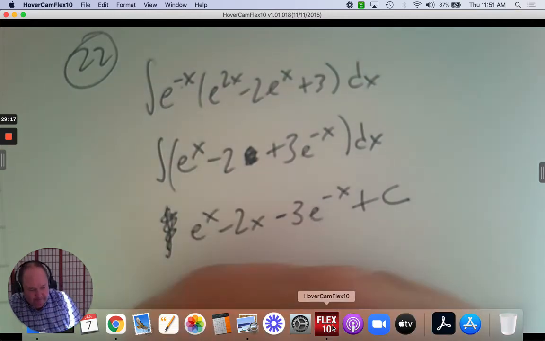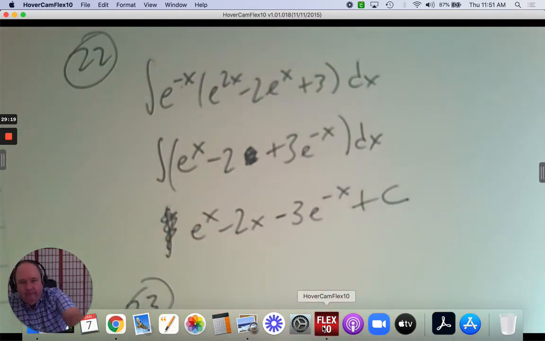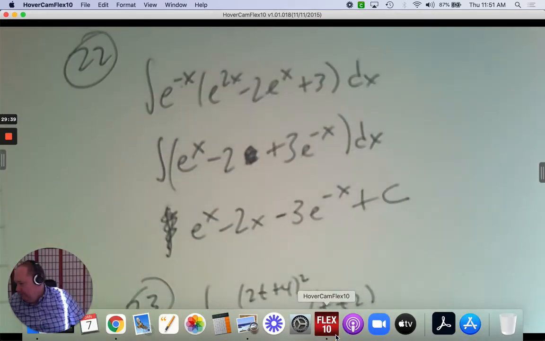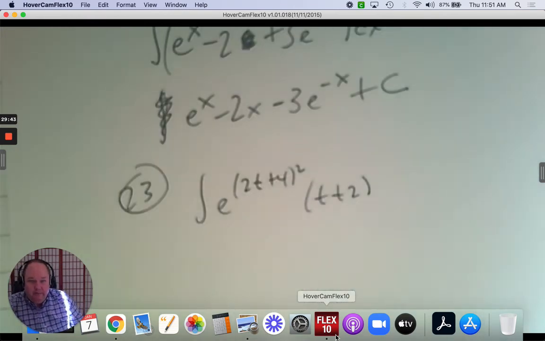23. We're integrating e to the 2t plus 4 squared. And then we have 2t plus 2. All right.